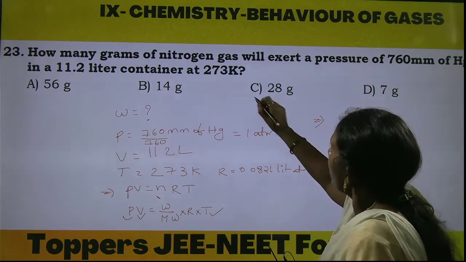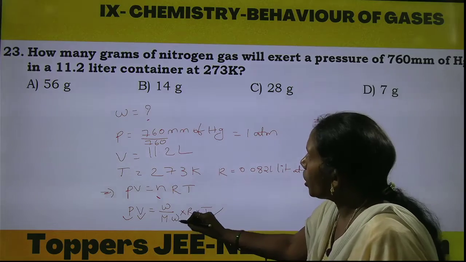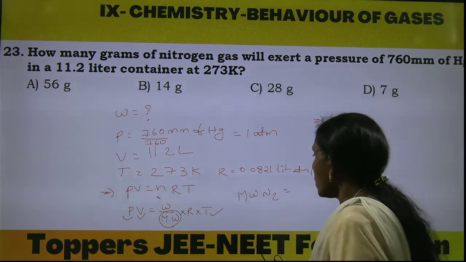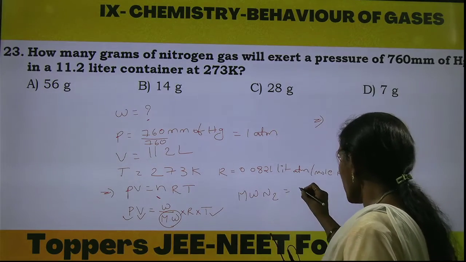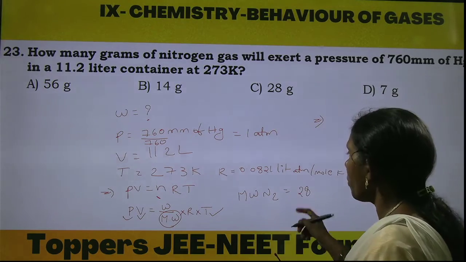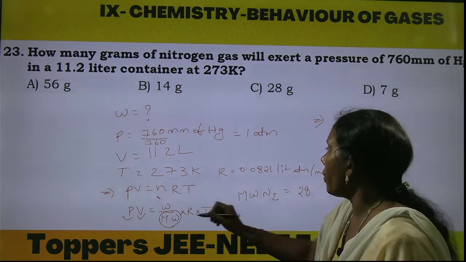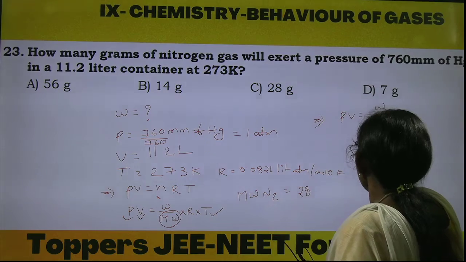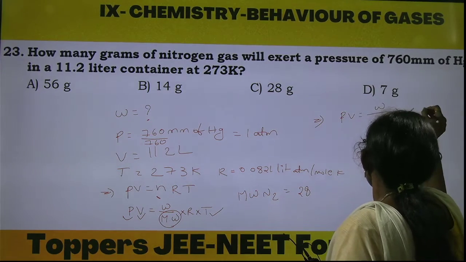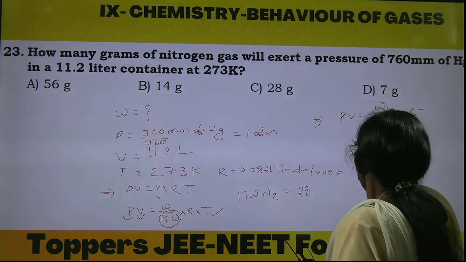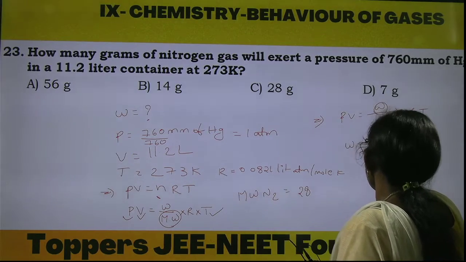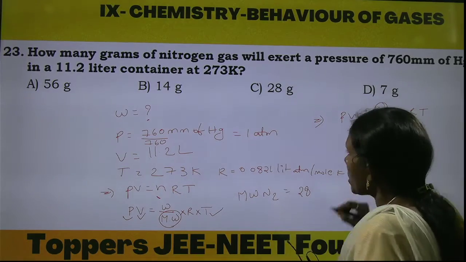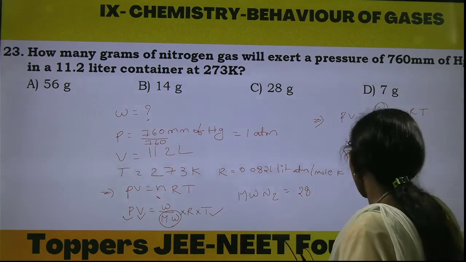Come to here, liter container, nitrogen. So the molecular weight of nitrogen: for 1 nitrogen it is 14, for 2 nitrogens it is 28. So the molecular weight of nitrogen is 28. We want weight, so I am taking the formula again: PV equal to weight by molecular weight into RT. I want weight, so simply I will convert this formula as PVM by RT. All the values we have, simply substitute those values and we will get the answer.